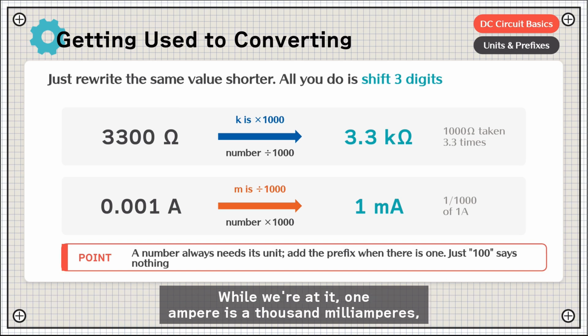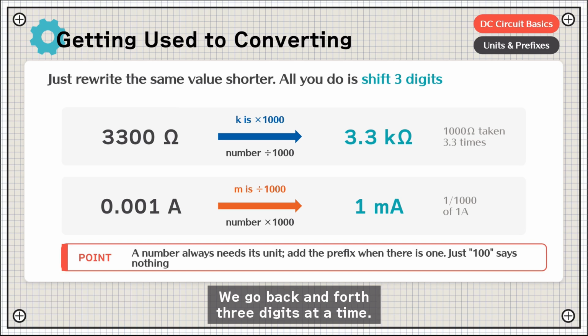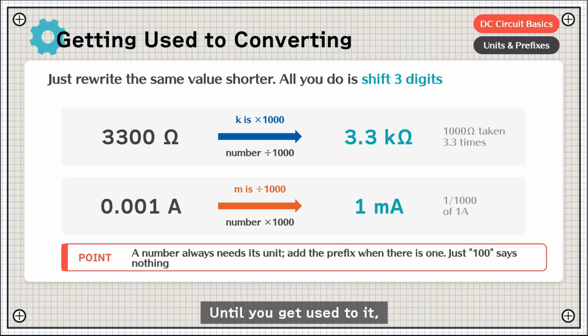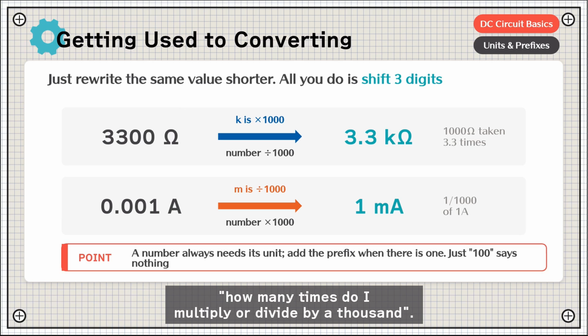While we're at it, 1 ampere is 1,000 milliamperes, and 1 milliampere is a further 1,000 microamperes. We go back and forth 3 digits at a time. Until you get used to it, you'll be fine syncing with your hands. How many zeros do I move? How many times do I multiply or divide by 1,000?